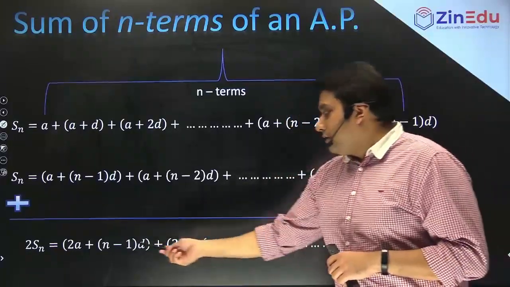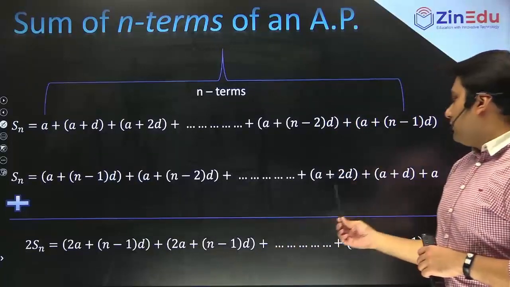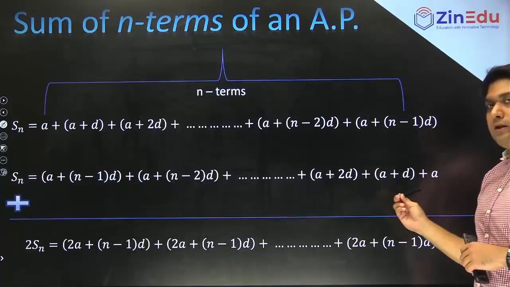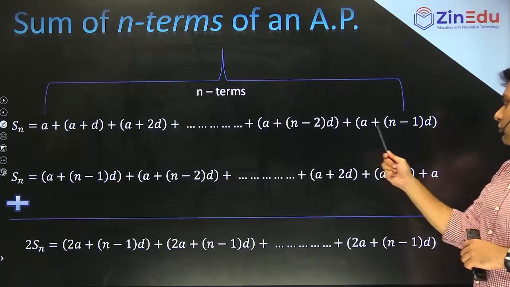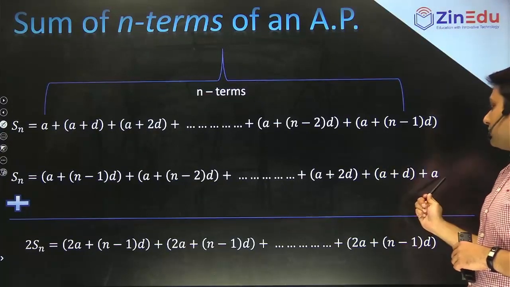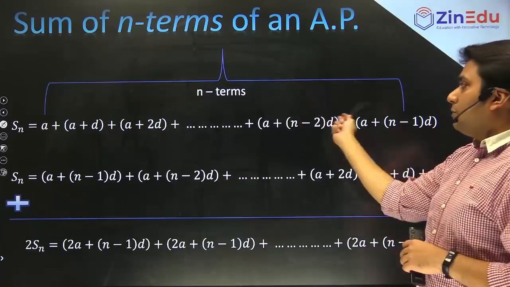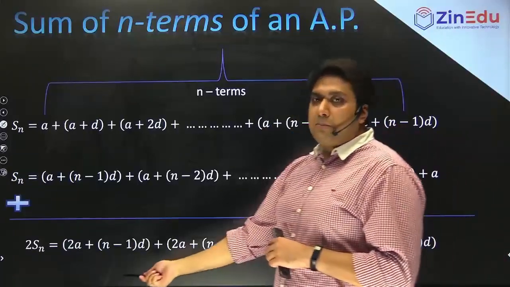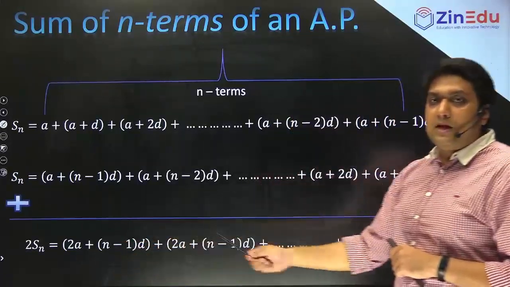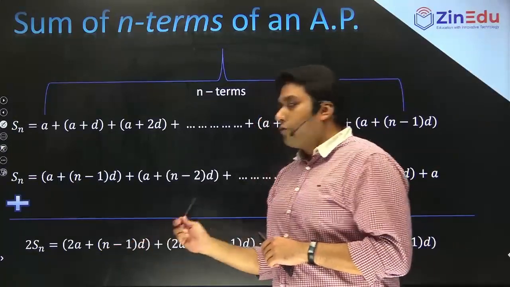So now I can visualize that we are getting the first term as this, the second term as this, and if I look at the last case as well, we are getting the same result. A plus n minus 1 D plus A would give me 2A plus n minus 1 into D. Since these are n number of terms, this result of 2A plus n minus 1 into D will be appearing n number of times.